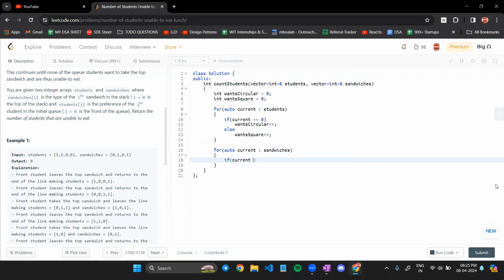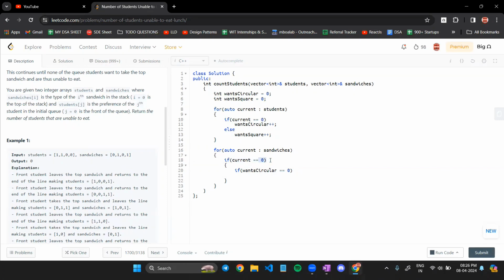Now if our current sandwich is a circular sandwich, what do we have to check? We have to first check if our wants circular count is 0 or not. Correct? Because if our wants circular count is 0, then what does it mean? It means that no one wants a circular sandwich, correct? But what do we have at the top of the stack? At the top of the stack, currently we have a circular sandwich and no one wants a circular sandwich. So it means that we won't be able to remove this circular sandwich from the top of the stack, and so all the remaining students won't be able to eat anything, correct?